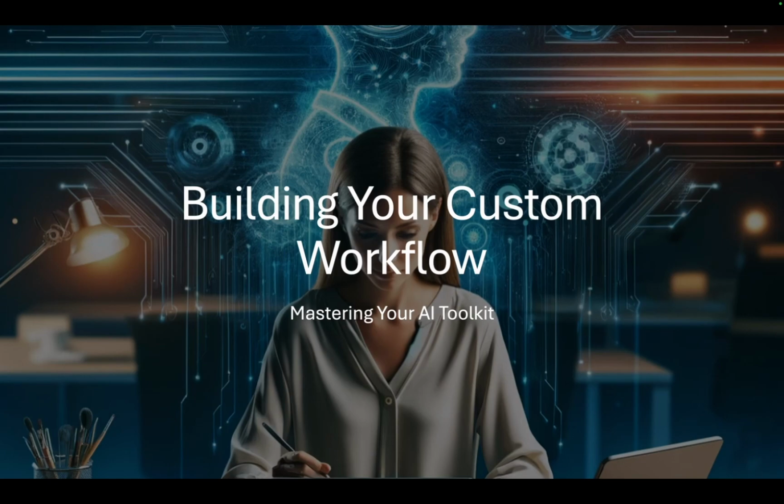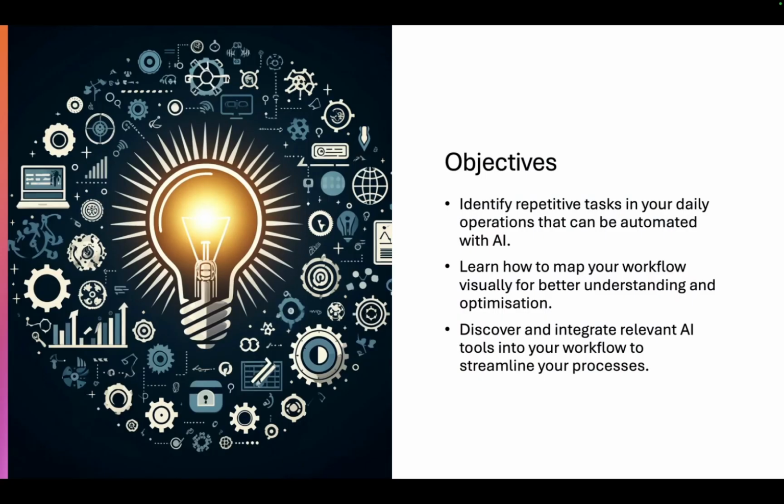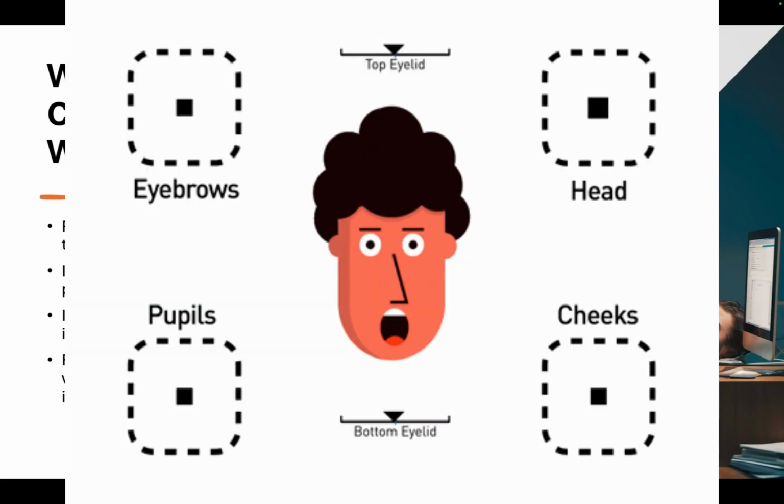So let's get started. The main objectives today would be to identify those repetitive tasks in your daily operations and replace those with automation, learn how to map your workflow visually for a better understanding and optimization, and discover and integrate relevant AI tools into your workflow. So the idea is from that workflow, we can identify the key aspects we can replace with automation or different tools.